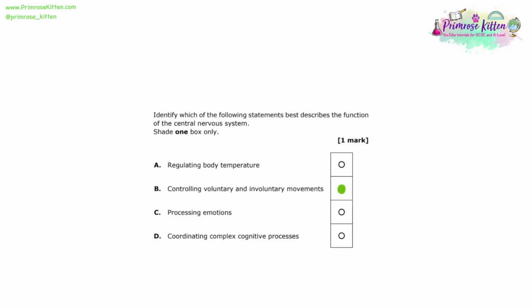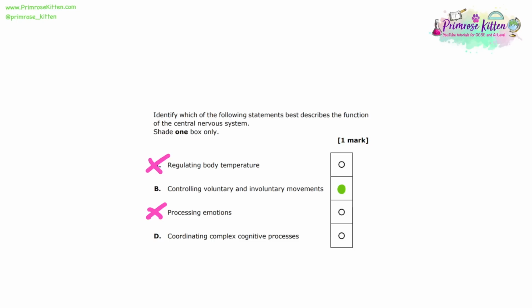Let's take a quick look at why the other options were incorrect. Option A, regulating body temperature. Whilst the central nervous system does play a role in regulating body temperature through processes like thermoregulation, this is not its primary function. Option C, processing emotions. Emotions involve a complex interplay of various different brain regions, including those within the central nervous system, but again, the primary function of the central nervous system is not solely to process these emotions.